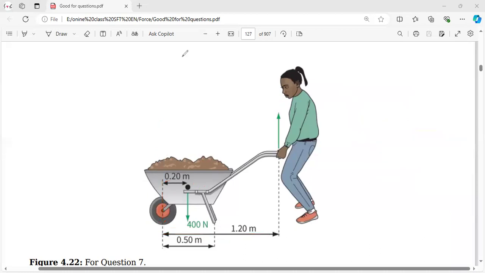Now, can you see if this is 0.5, this cannot be 1.2, right? I mean, there's no such distance in a wheelbarrow. So 1.2 means from here to here. That is also why I was confused in the first case. Can you understand? This distance is 1.2. Right. Otherwise, if this is 1.2, they will mention it like this, you know. Yes. Okay. So 1.2 minus this means here to here it is 1 meter.